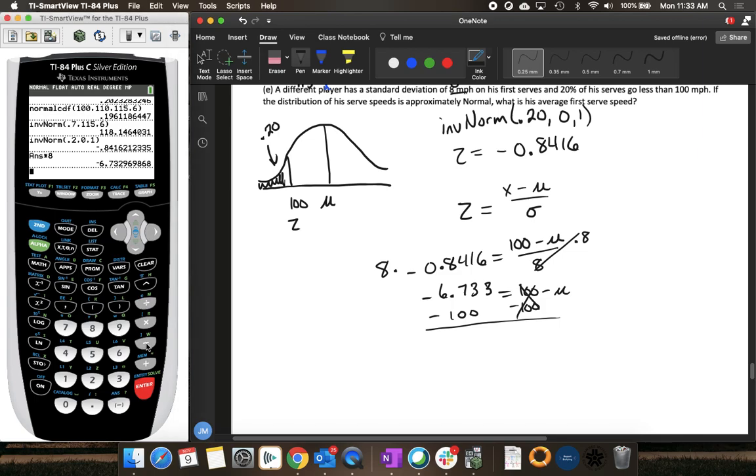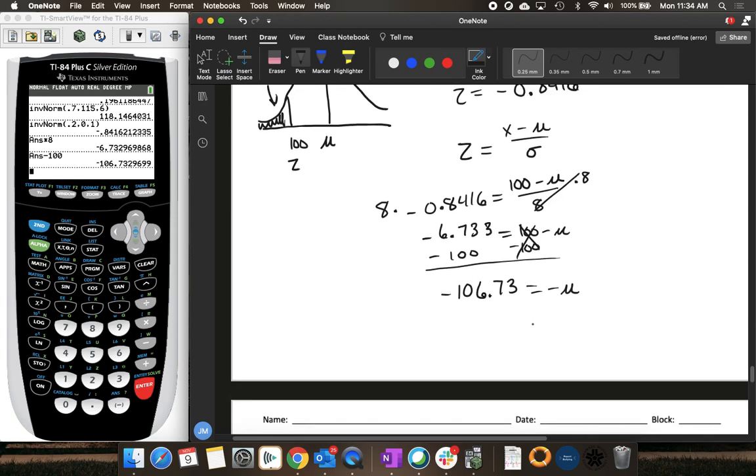Notice that I'm leaving all of this in the calculator so that it's an exact answer. So minus 100 is negative 106.73. I'll just go to the nearest hundredths place. That is equal to our negative mean. And if we want our positive mean, just make each side positive. So it looks like this player had an average of about 106 miles per hour on their serves.